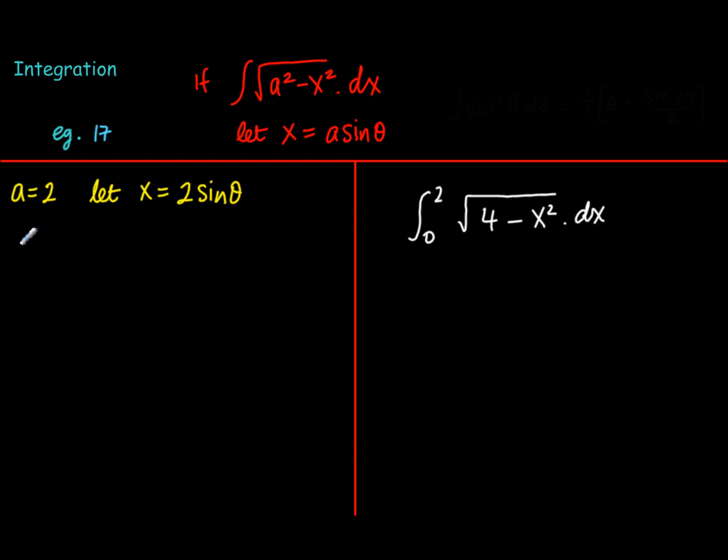Now let's differentiate this. dx d theta is equal to 2 cos theta. So it follows dx is equal to 2 cos theta d theta.